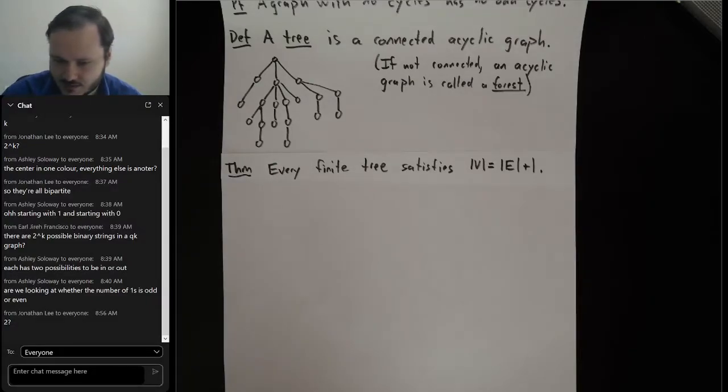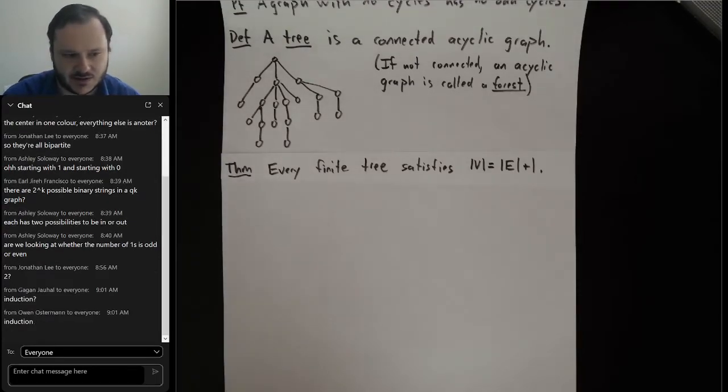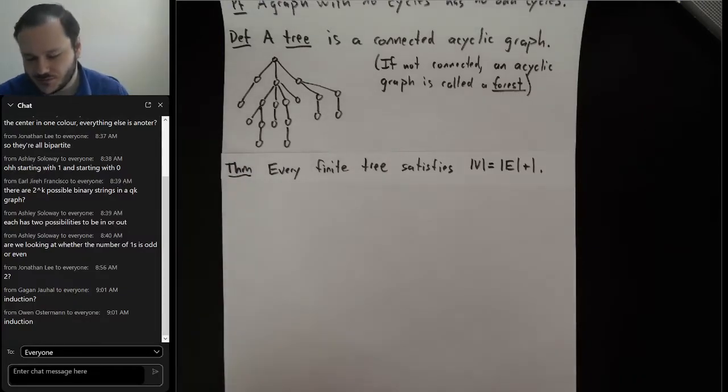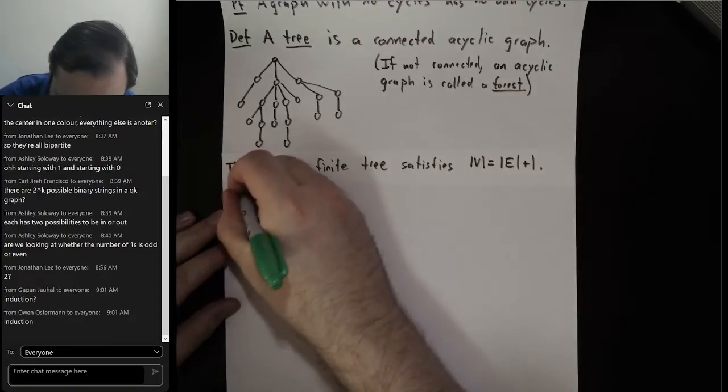What are we thinking? How should we prove a statement like this? We want it to be true for any size, any number of vertices. Yeah, really good. We want to prove this by induction. So we're going to prove this by induction. And our induction is going to be on the number of vertices in our tree.